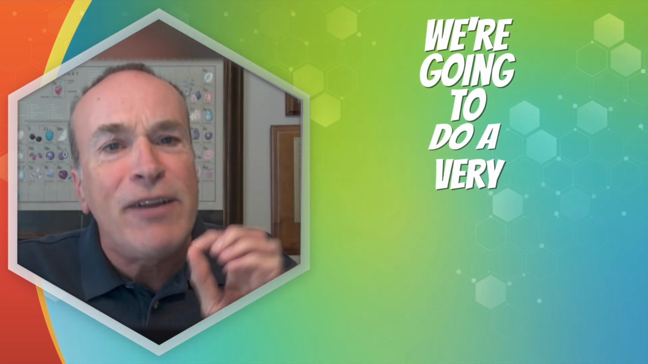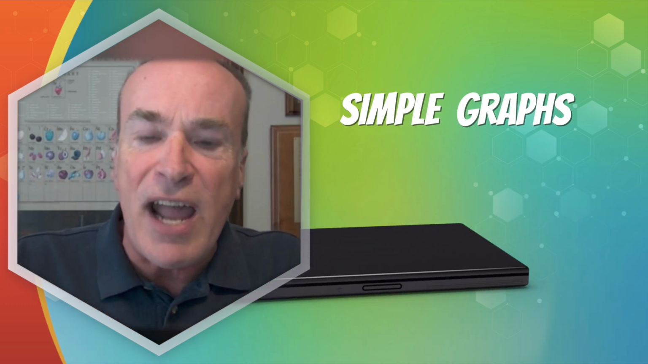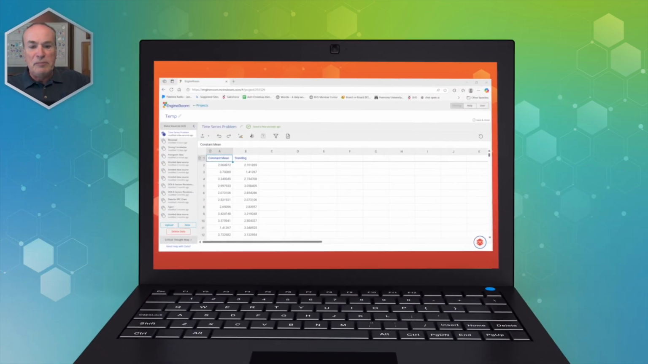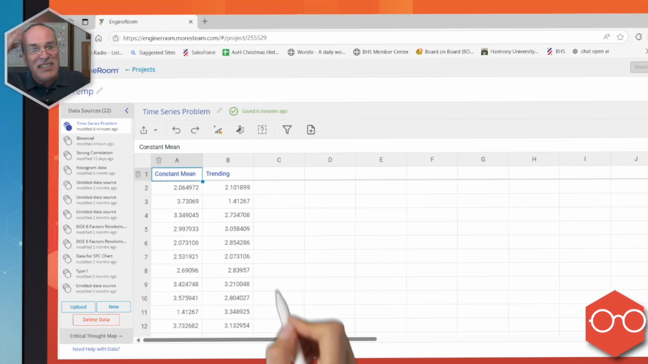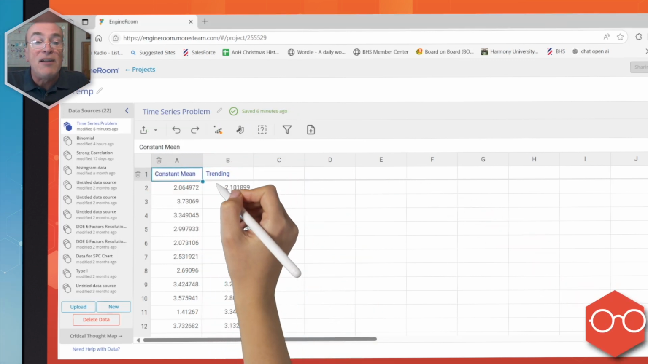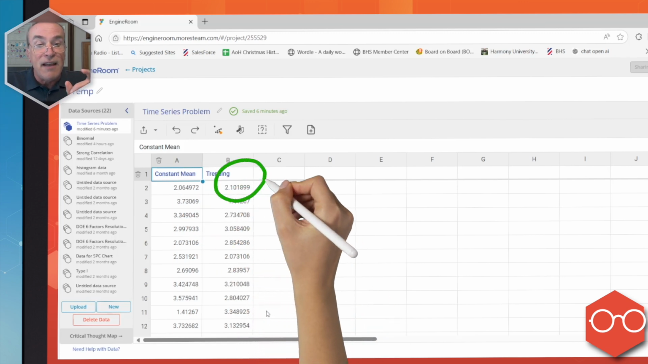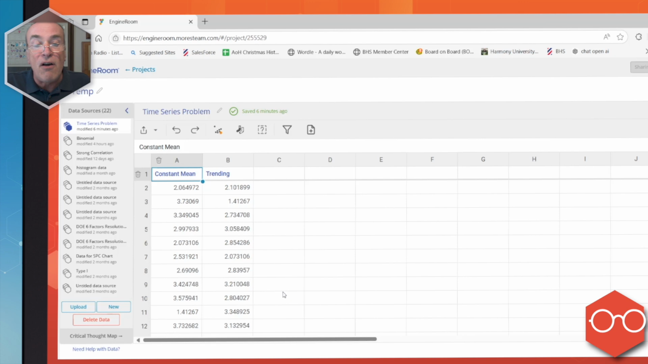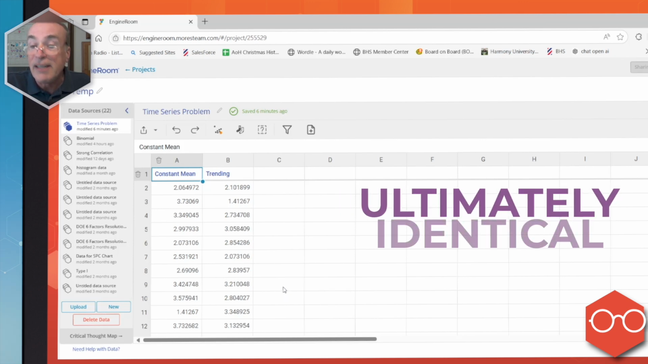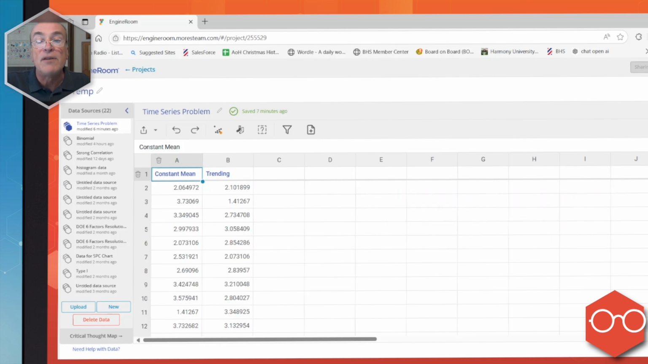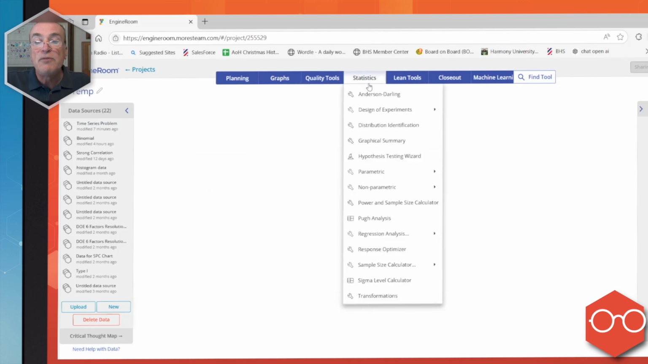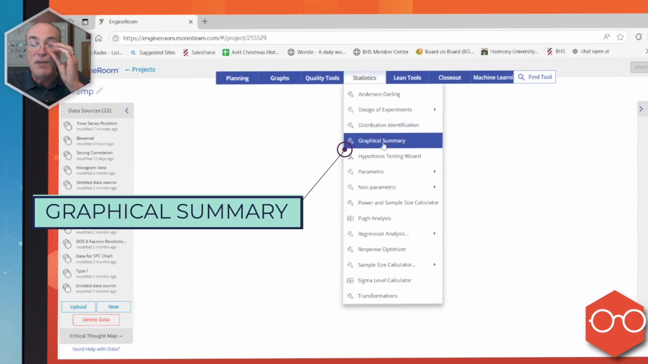So we're going to do a very simple example. We're going to look at two sets of data. All we care about is obtaining summary statistics and simple graphs. So I'm going to go to EngineRoom, and I've got a data set here. It's called time series problem. And the two columns are constant mean and trending. And this data, if you look at all 100 data points, are ultimately identical. It's all the same data values, but they're organized a little differently. So we're going to close that off. And in EngineRoom, I'm going to go straight to graphical summary because within that, I can get a trend chart.